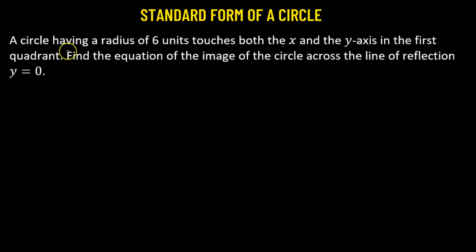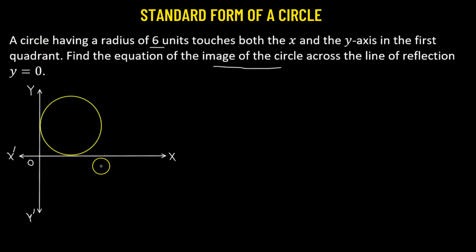In this problem, it's given that we have a circle with a radius of 6 units and it touches both the x and the y axis in the first quadrant. We need to determine the equation of the image of the circle across the line of reflection y equals 0. So first, let's try to understand the problem.